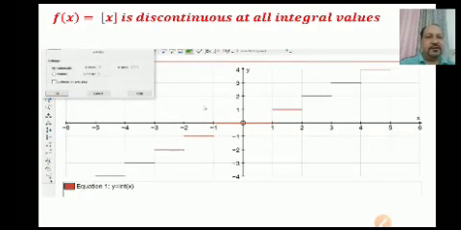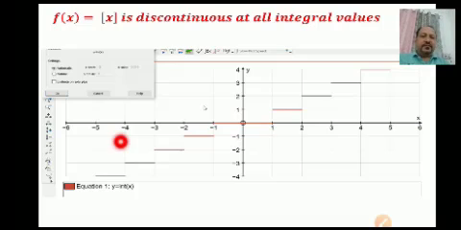Please observe this graph. This is a greatest integer function. In this graph, the graph starts, then it breaks, again starts, breaks, again starts, breaks, and continues. So this is a graph of the greatest integer function, and it shows it is not a continuous function.